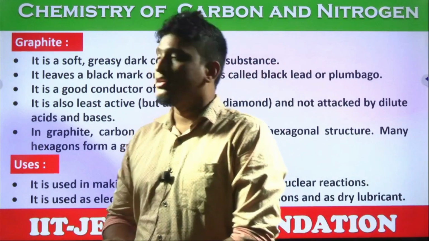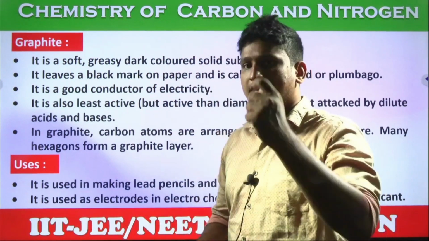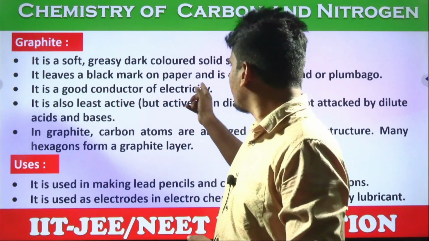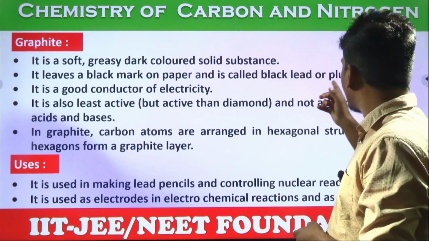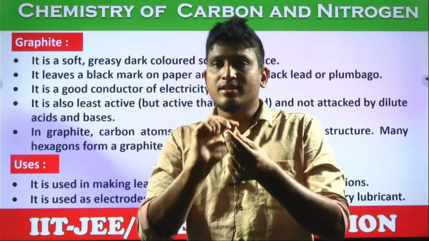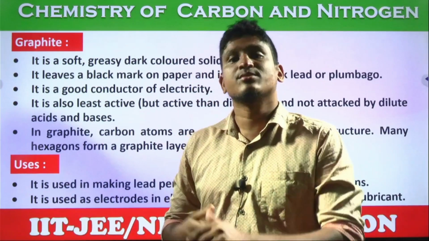So, graphite. What is graphite? Graphite is a soft, greasy, dark colored solid substance. It's like a grey colored solid. It leaves a black mark on paper, and it is called black lead or plumbago. Where is it used? Graphite is used in lead pencils. When you write, it leaves a dark line.